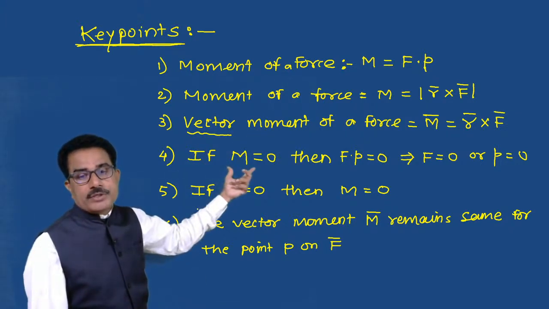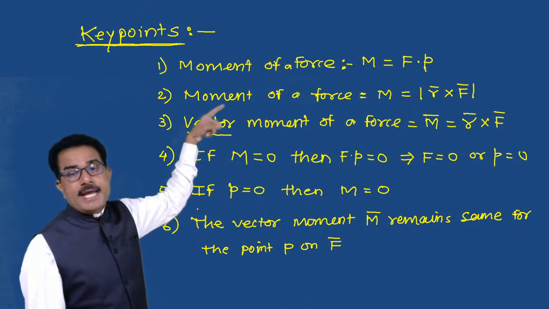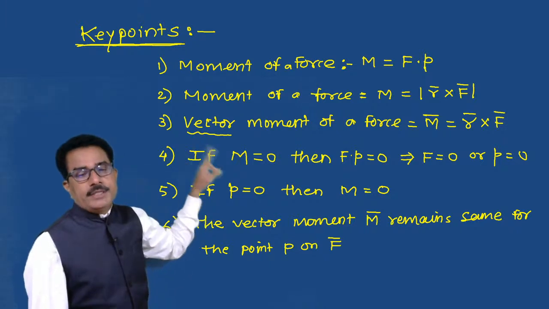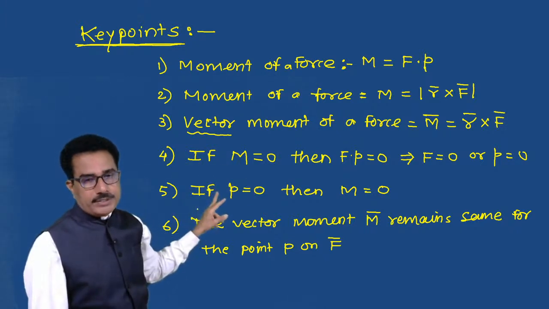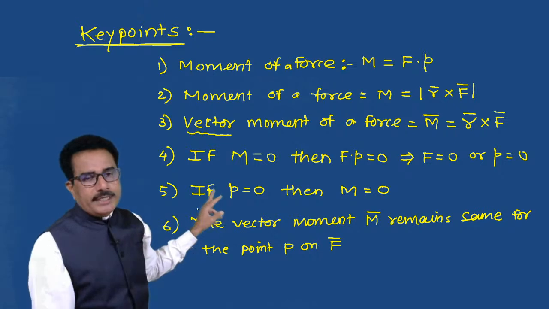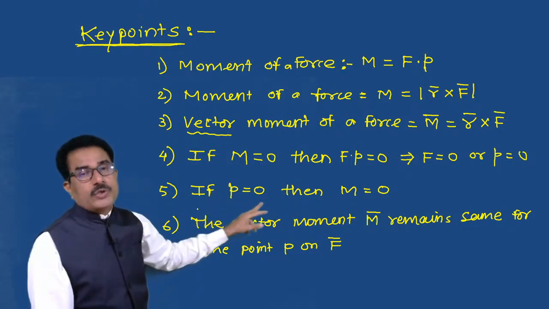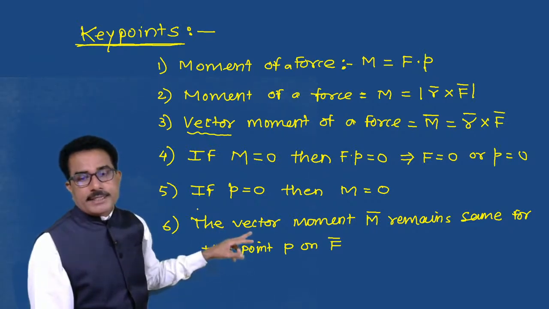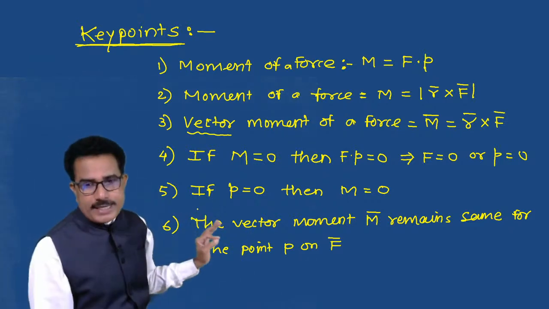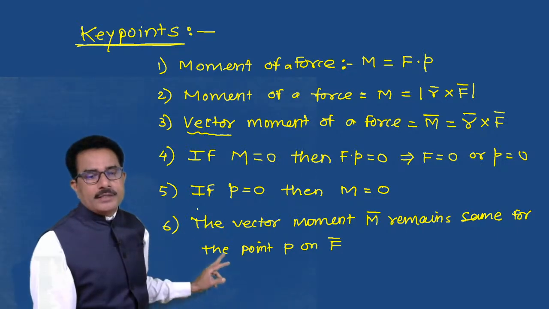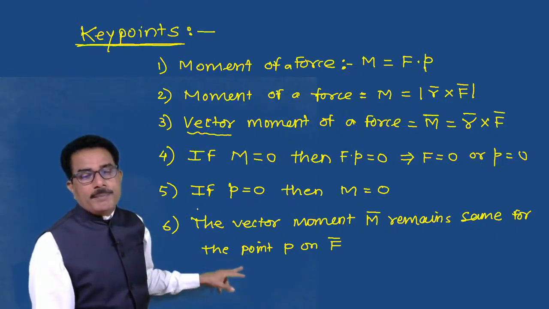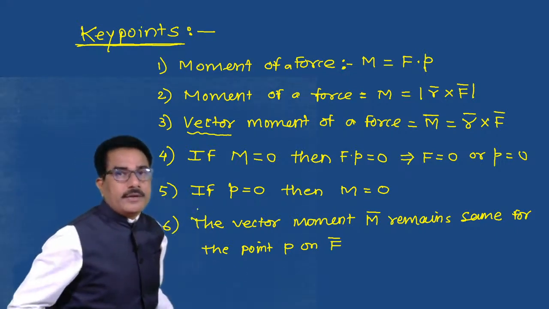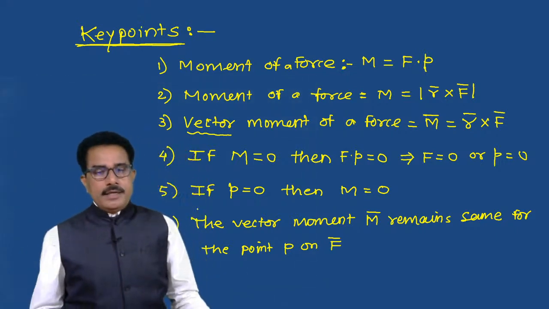If capital M is equal to 0, this implies that capital F into small p is equal to 0. This implies that F is equal to 0 or p is equal to 0. Conversely, if small p is equal to 0, then the moment is also 0. And next, the vector moment capital M bar remains the same for the point P of application of the force at any point which is in the direction of the action of the force.